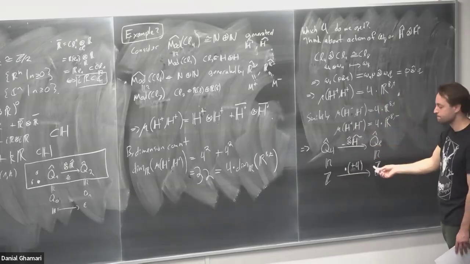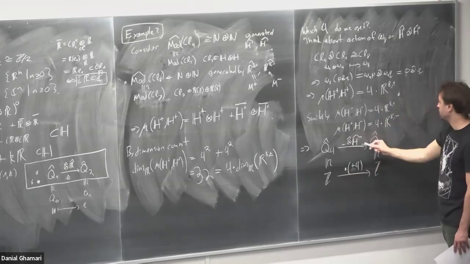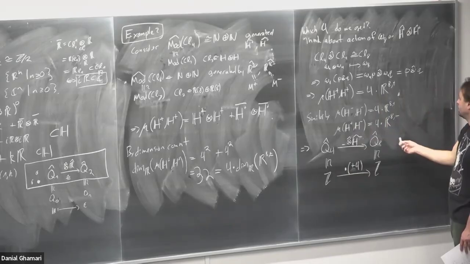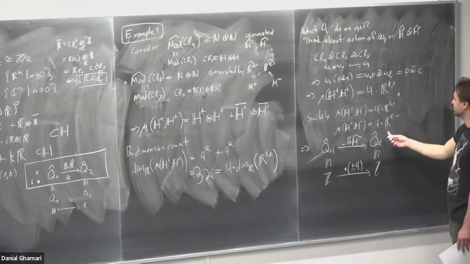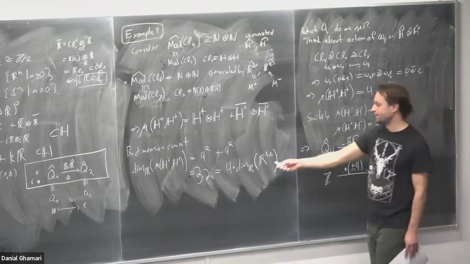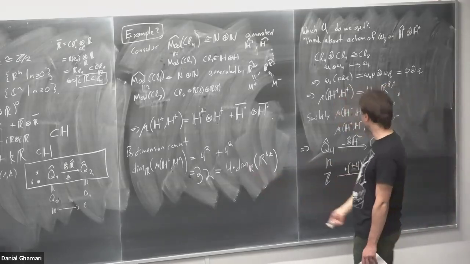Also, when you write 4 times R8, is that the tensor product, the graded one? This is direct sum. Oh, this is direct, okay. Because the dimension 4 count needs to be full.